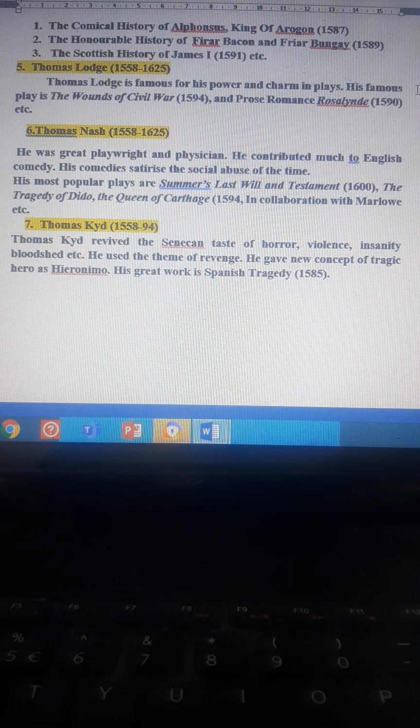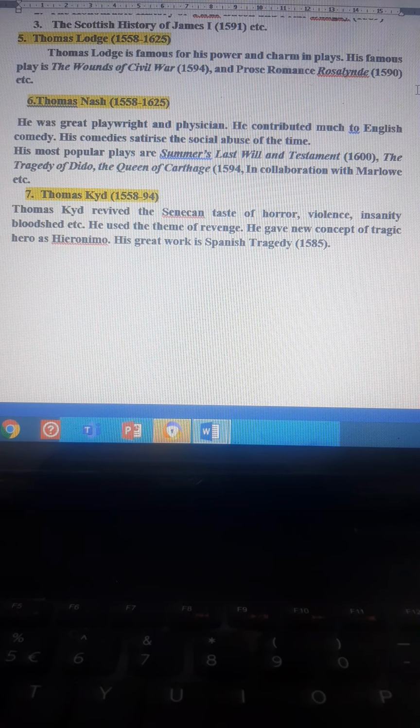Last and not the least is Thomas Kyd, who was born in 1558 and died in 1594. Thomas Kyd revived the Senecan taste of horror, violence, insanity, bloodshed, etc. He used the theme of revenge. He gave a new concept of tragic hero as Hieronimo, and William Shakespeare's Hamlet is modeled after Hieronimo. The technique of play within a play used by William Shakespeare in Hamlet is also taken from Thomas Kyd's famous play The Spanish Tragedy. It was published in 1585.